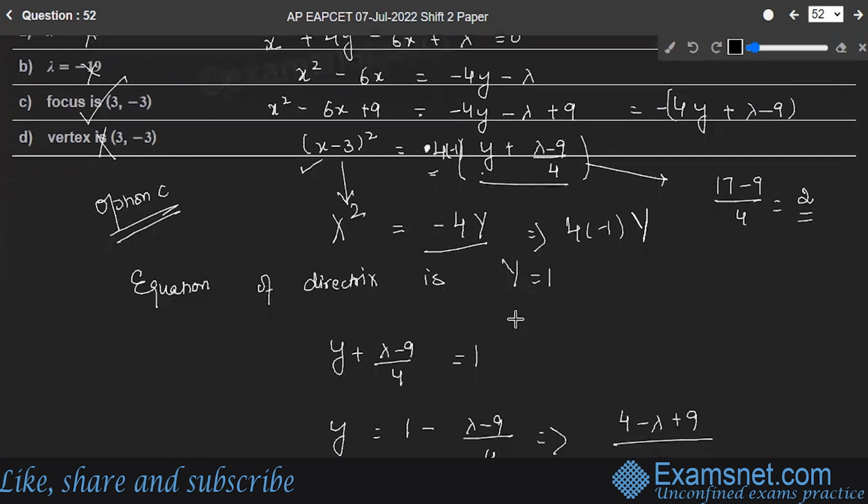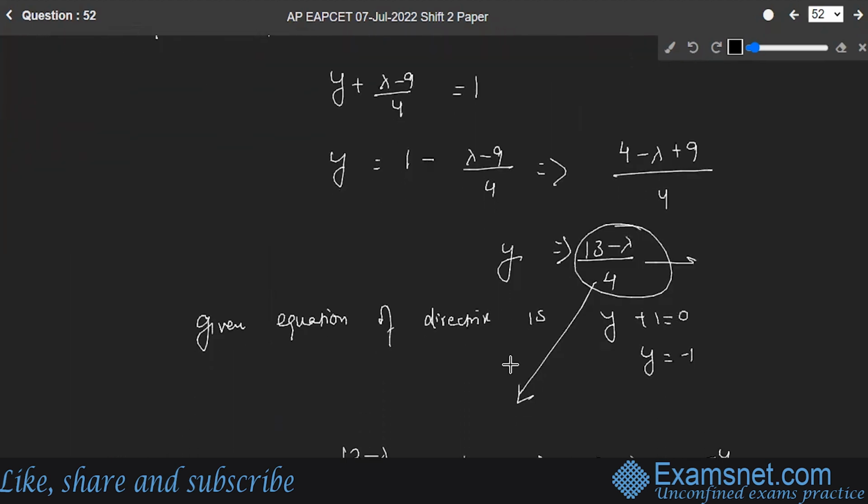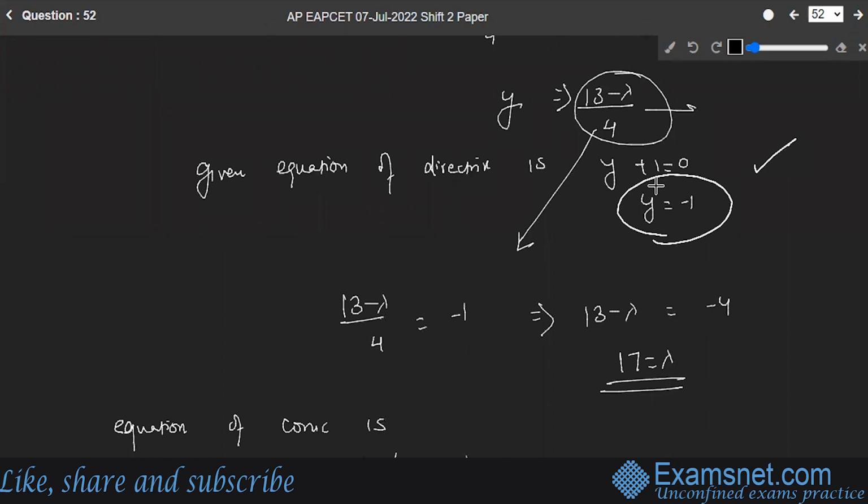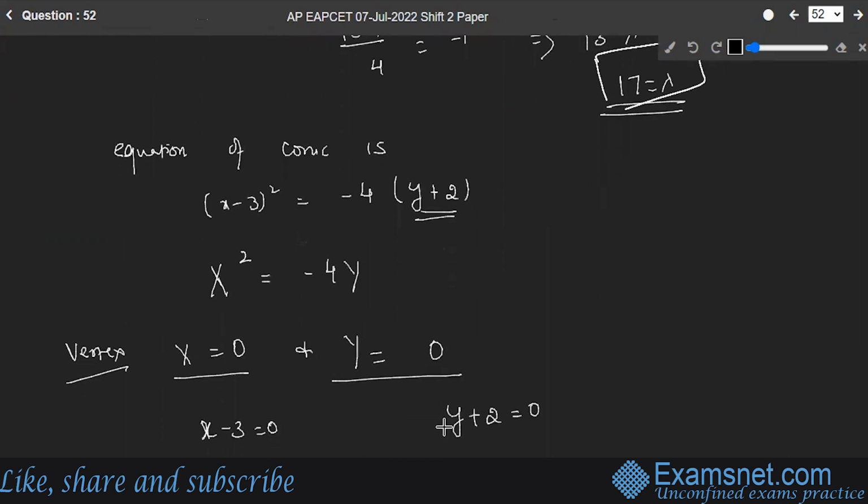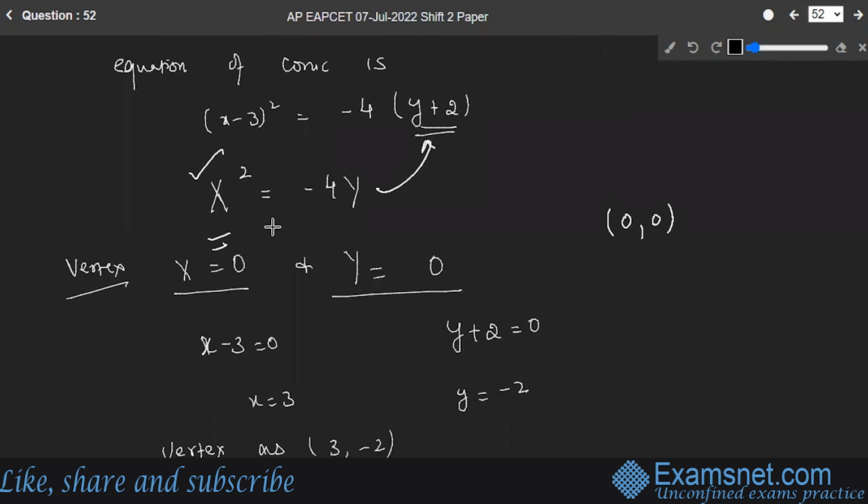But we are also given the equation of the directrix is y plus 1, that means y is equal to minus 1. So let's put small y is equal to minus 1. From there, you can get the value of lambda as 17. So the equation of the conic becomes capital X square is equal to minus 4 capital Y, where capital Y is nothing but y plus 2, and capital X is nothing but x minus 3. For the vertex, you have to put the coordinates as 0 and 0. So if I'm putting this as 0, I'll get small x as 3, and putting this y as 0, I'm getting small y as minus 2.